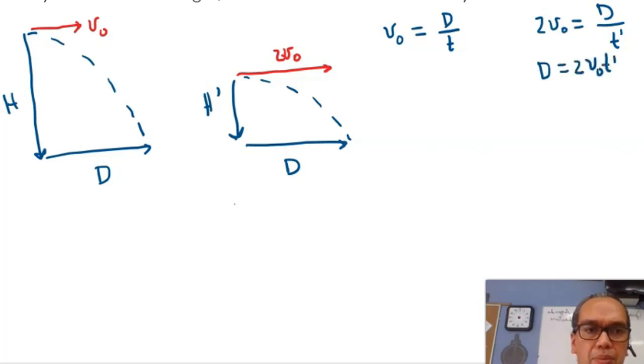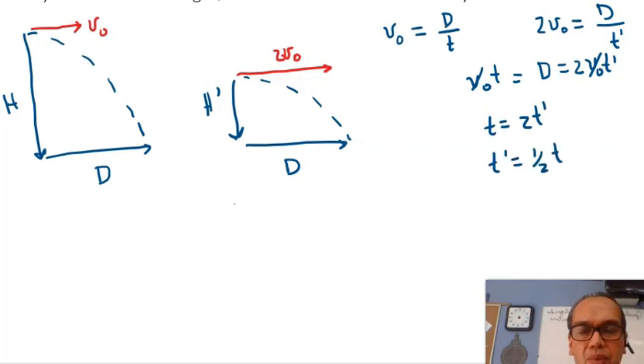2v0 t prime is also equal to v0 t, then the v0 can cancel and t is equal to 2t prime. So the second time is equal to 1/2 the first time.